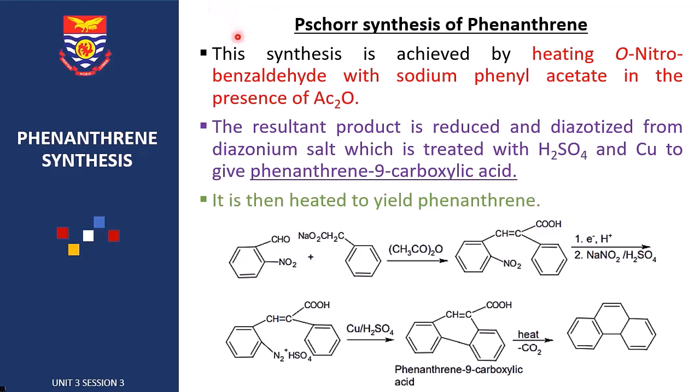Okay, so next is to look at the Pschorr synthesis of phenanthrene. Now in this synthesis, there is the heating of o-nitrobenzaldehyde with sodium phenylacetate in the presence of acetic anhydride to give an intermediate product. And this is the intermediate product. Now this resultant intermediate is reduced and diazotized to form a diazonium salt, which is treated with concentrated acid and copper to produce the 9-phenanthrene carboxylic acid. Now this 9-phenanthrene carboxylic acid is then heated to remove carbon dioxide, yielding our final product, which is phenanthrene. So this is also another synthesis of phenanthrene, together with the first one we discussed.